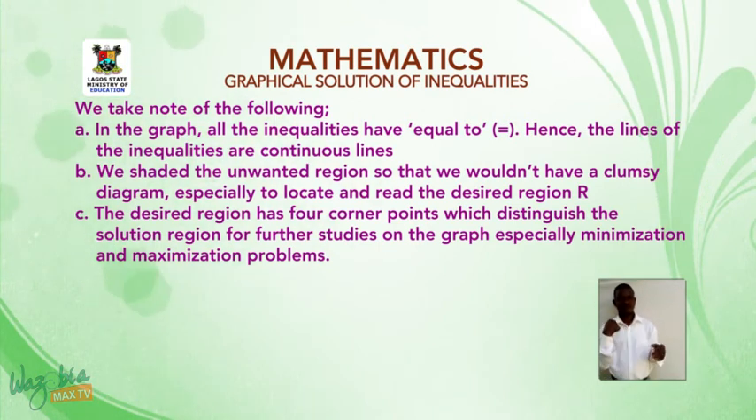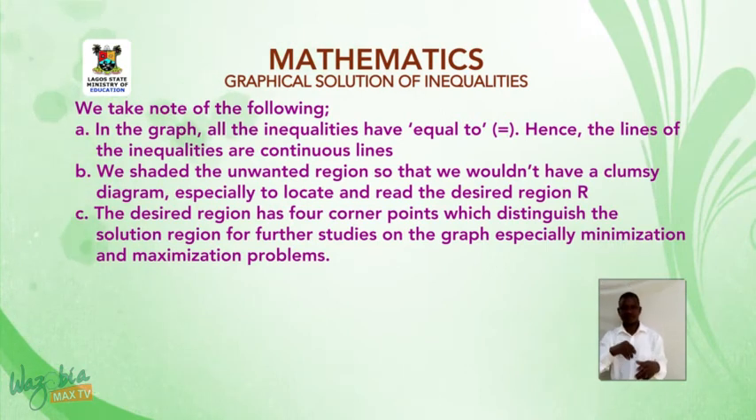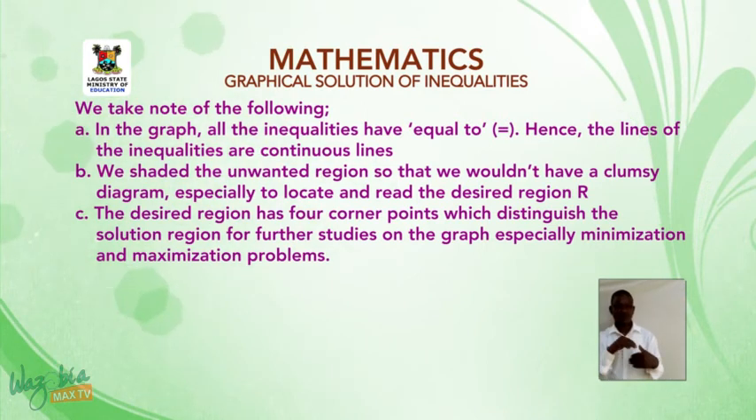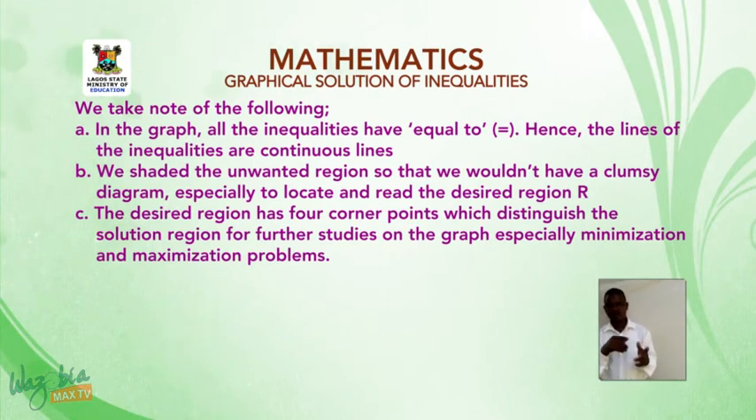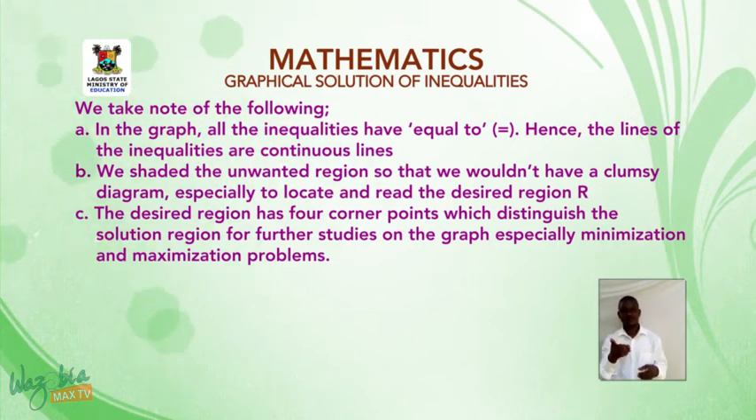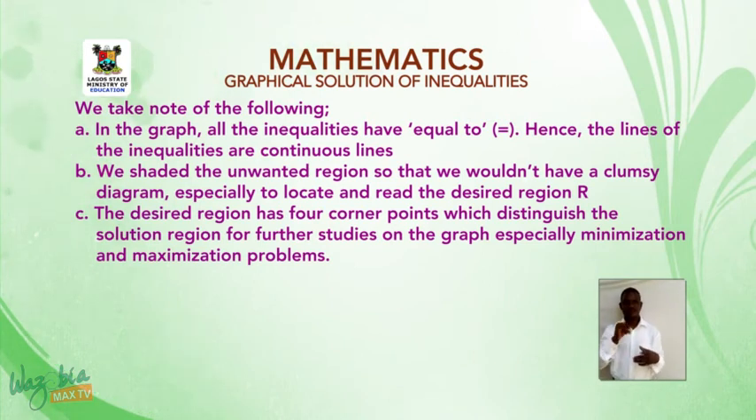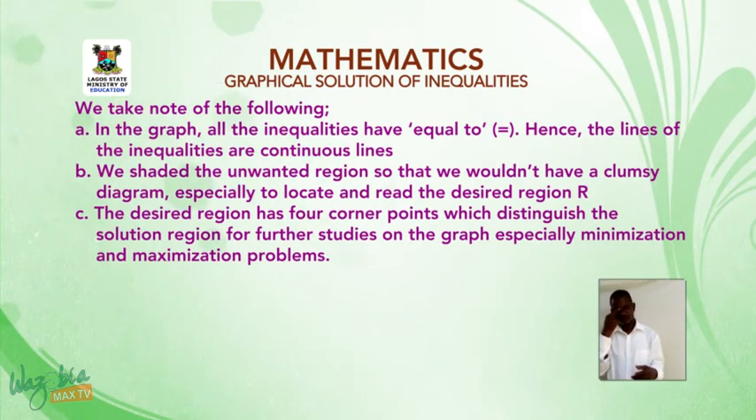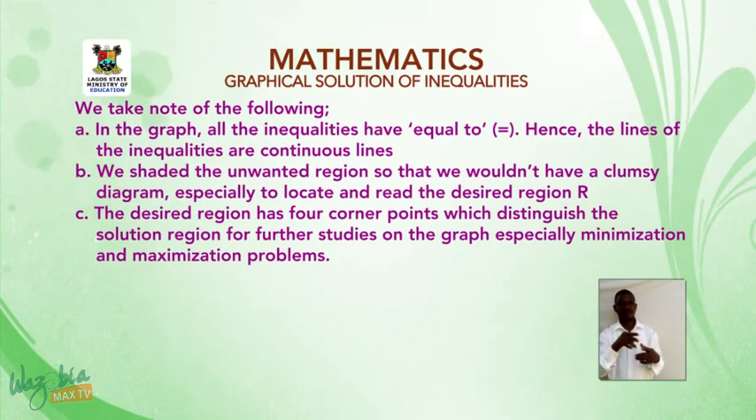B, we shaded the unwanted region so that we wouldn't have a clumsy diagram, especially to locate and read the desired region R. C, the desired region has four corner points, which distinguish the solution region for further studies on the graph, especially minimization and maximization problems.